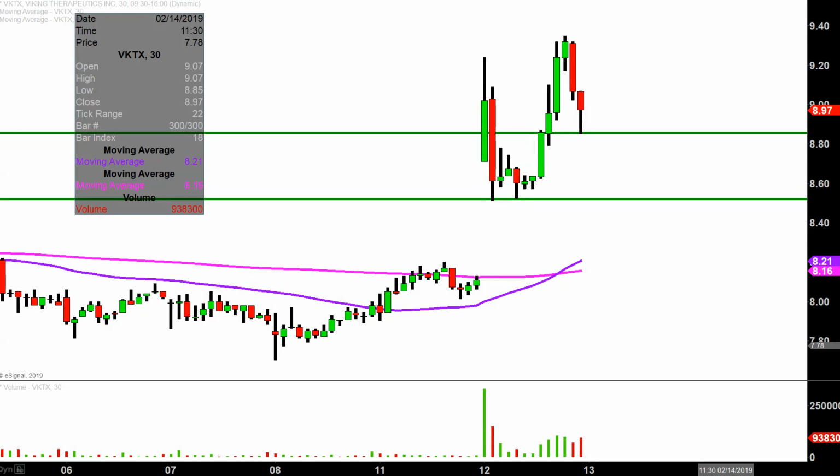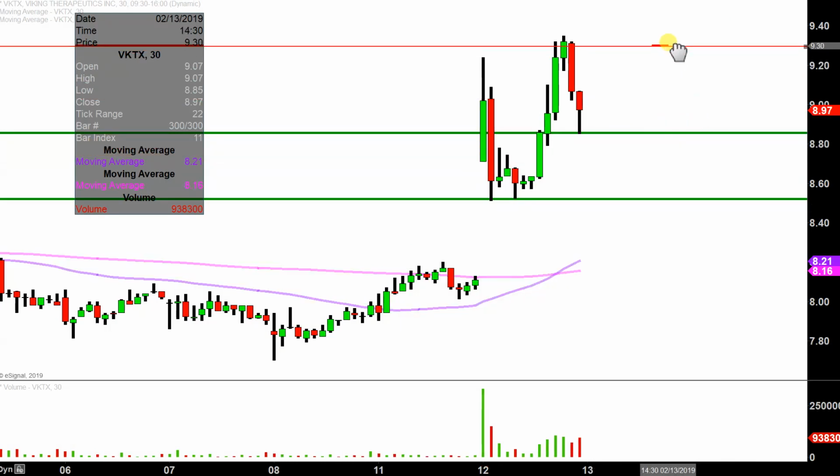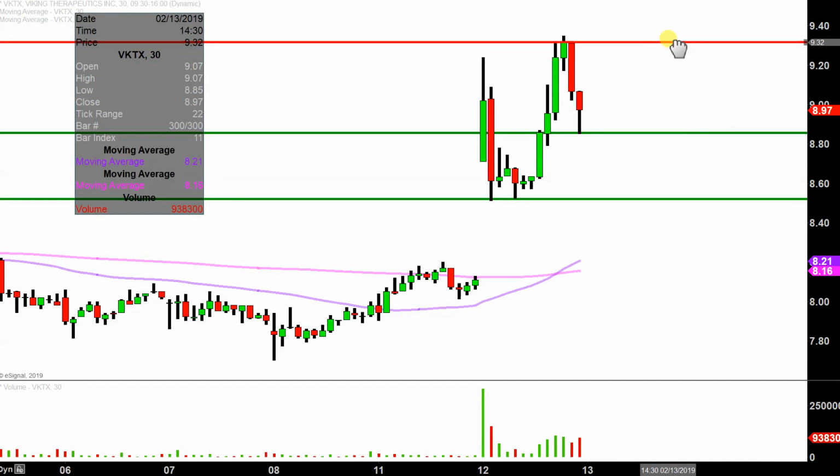What about levels of resistance? Nothing too complicated here other than the fact that the party stopped today, this late afternoon, up around $9.30. So $9.30 will be public enemy number one going into Wednesday and the remainder of the week. All in all, though, resistance levels don't necessarily matter.